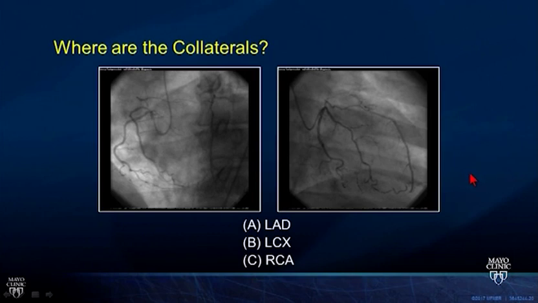Now let's talk about collaterals. That's going to be on the coding sheet too. So where are the collaterals in this case? These are some still frame images that you can go ahead and take a look at. Look at these two views in the same patient and determine where the collaterals are going.